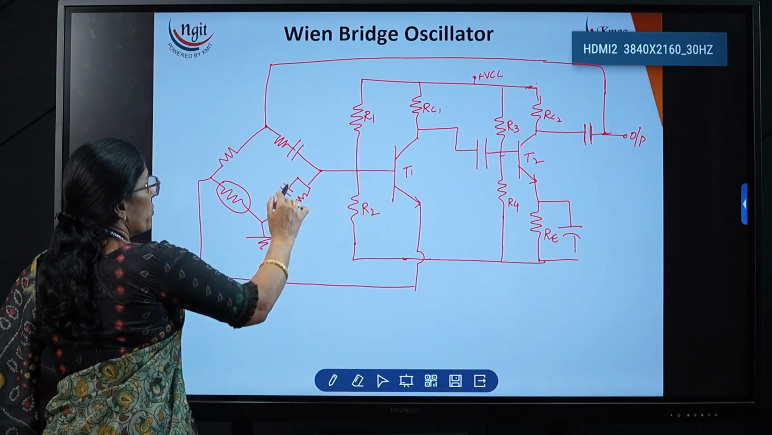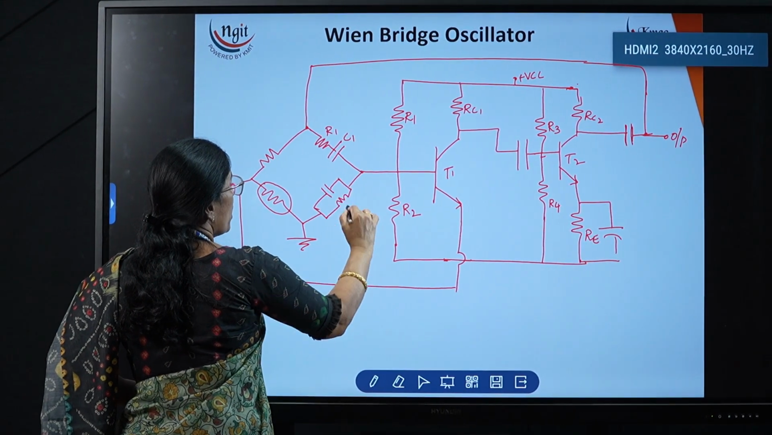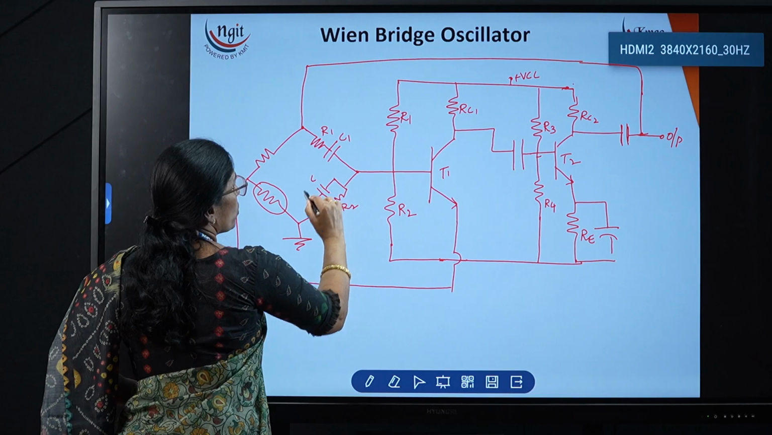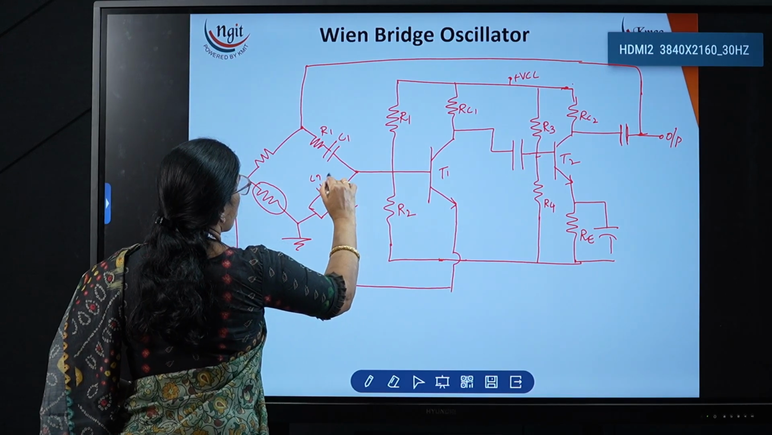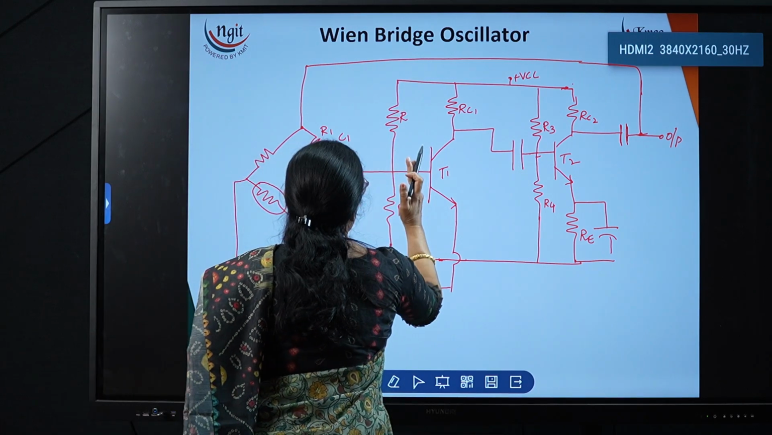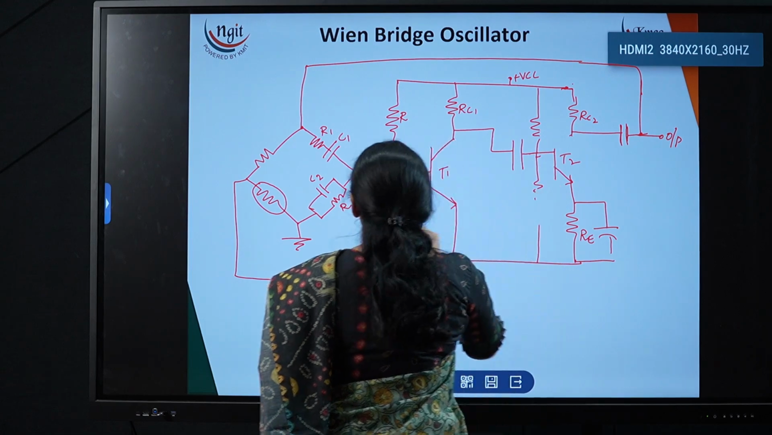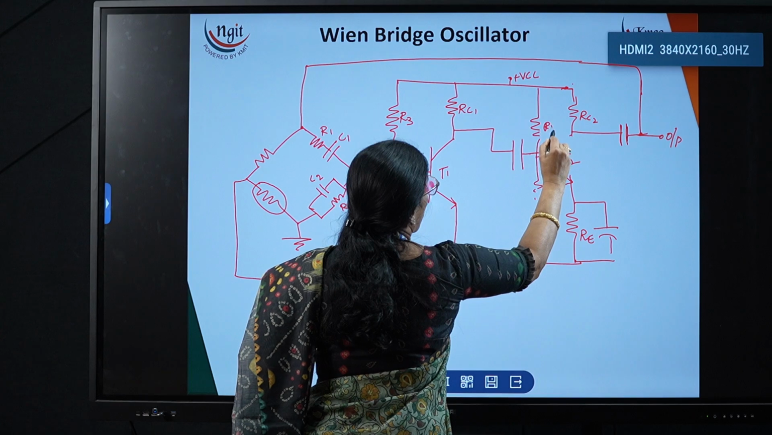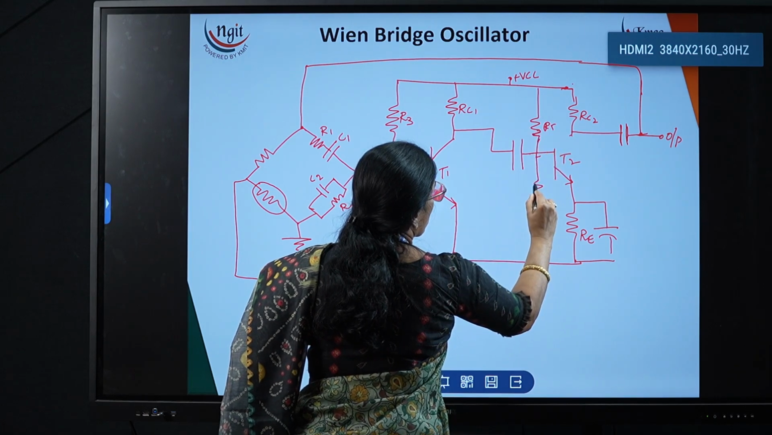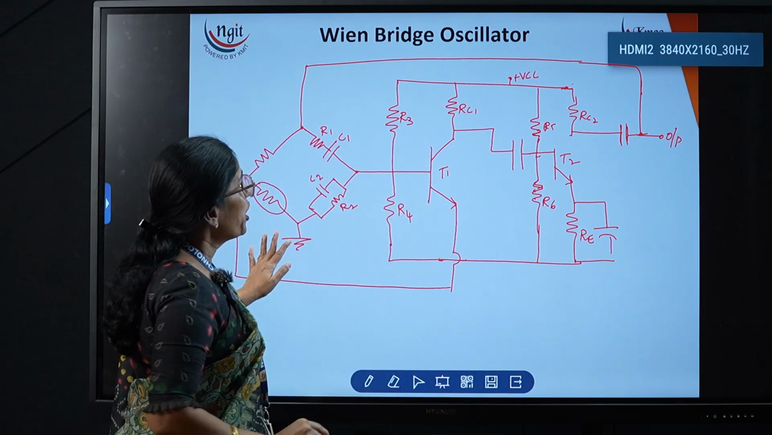Now in the bridge we are using one RC series circuit, R1 C1 series circuit, R2 C2. Now already I have used R1 R2, so I will change the names of these resistors. R1 R2 already used, so R3, R4, R5 you take, and R6. Okay, this is the Wien bridge oscillator.